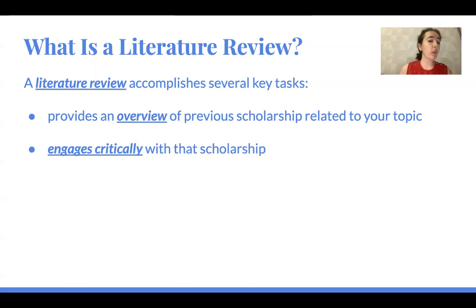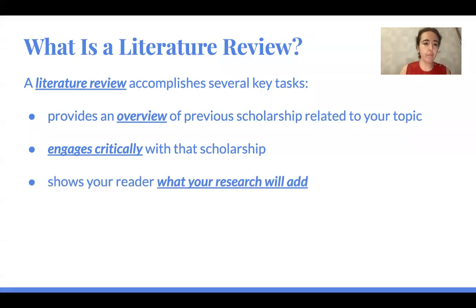It engages critically with that scholarship, meaning it doesn't just say, oh yes, this is correct because I've read it somewhere and someone has written it, but it analyzes it and says, is that correct? Is there something missing? That kind of thing. We'll go over this more in a minute. And it shows your reader what your research will add.